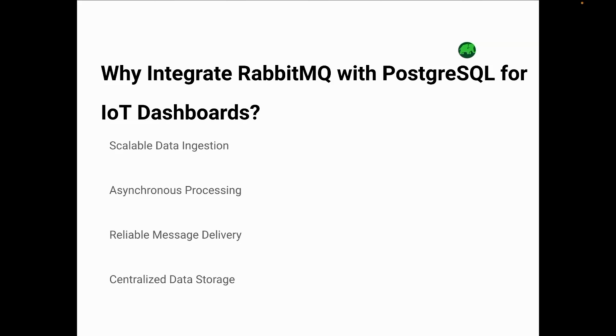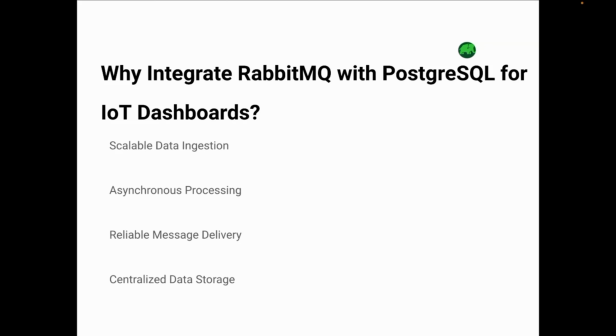RabbitMQ holds onto the messages, allowing the system to keep receiving data without any interruptions. When PostgreSQL is ready, it can handle the data at its own pace. With asynchronous processing, we are no longer tied to real-time data processing, which is especially helpful in IoT where data flows can vary a lot throughout the day.